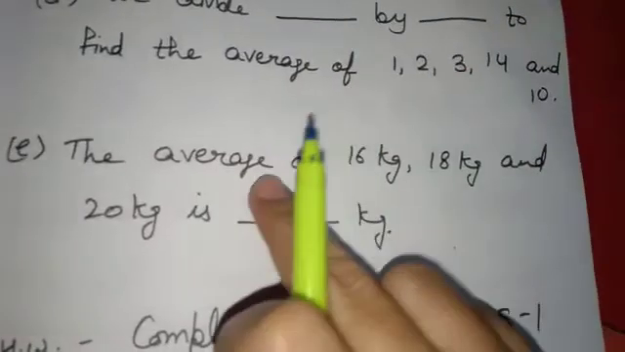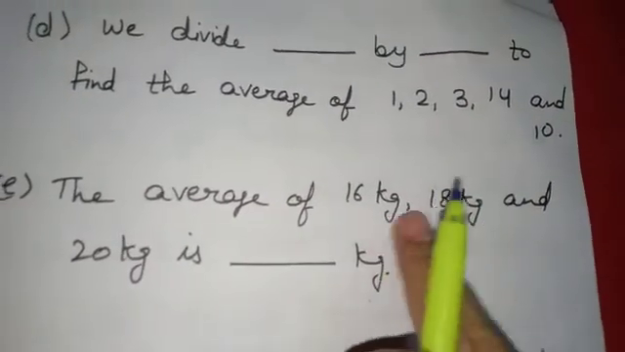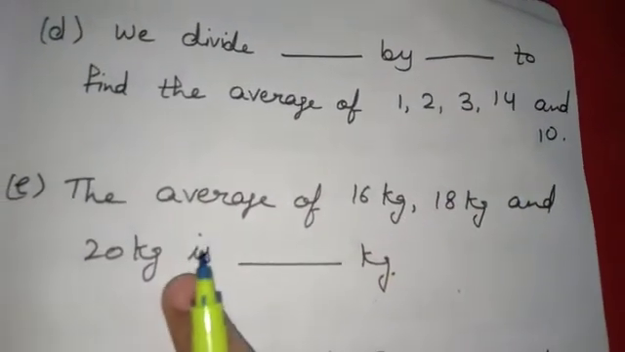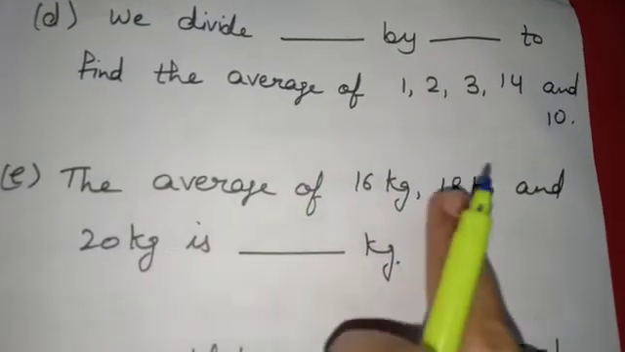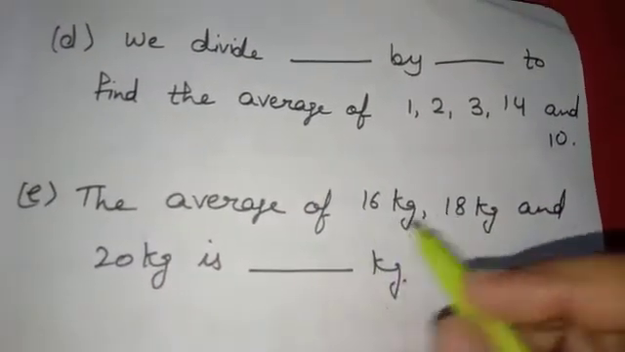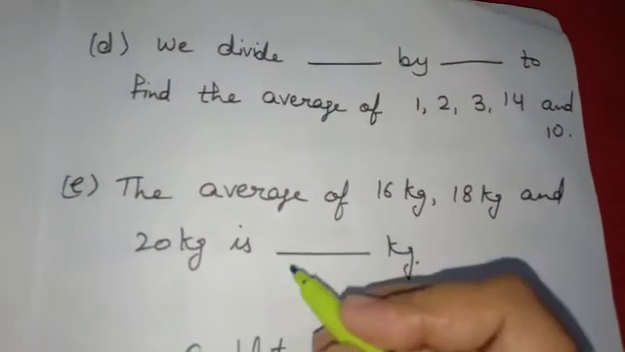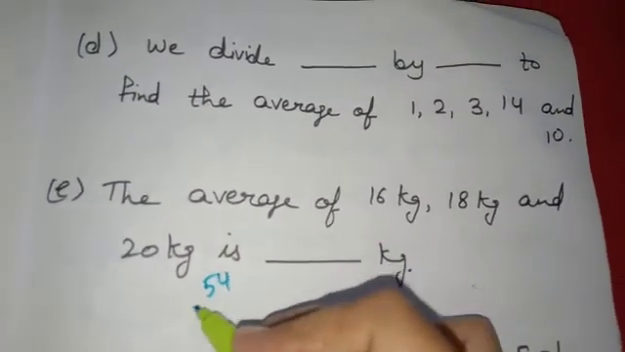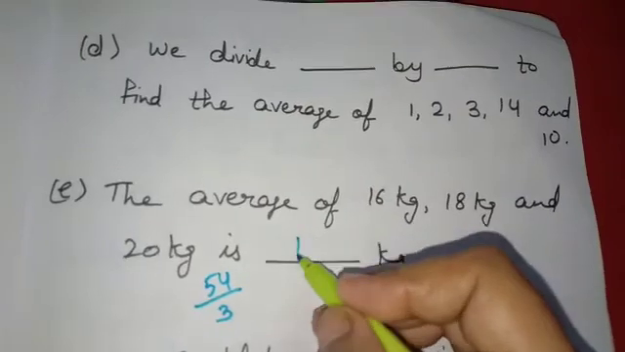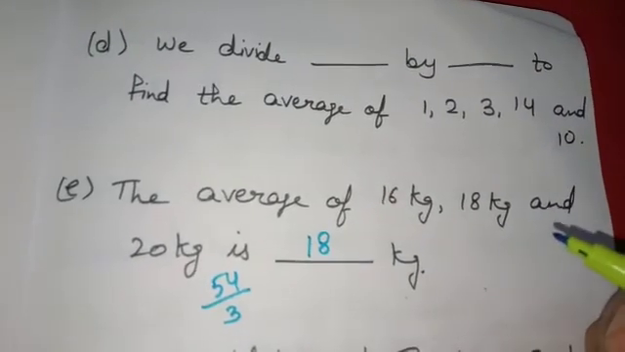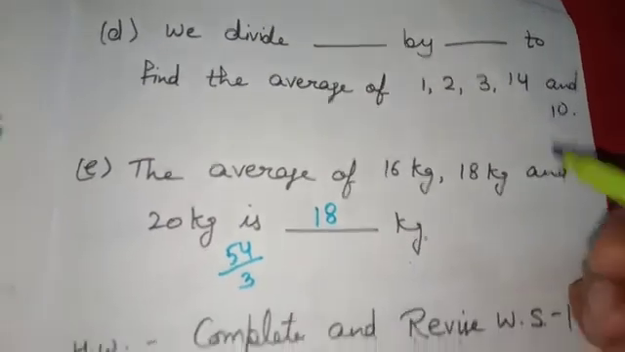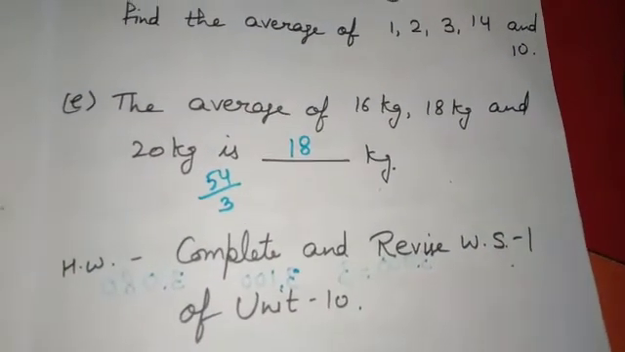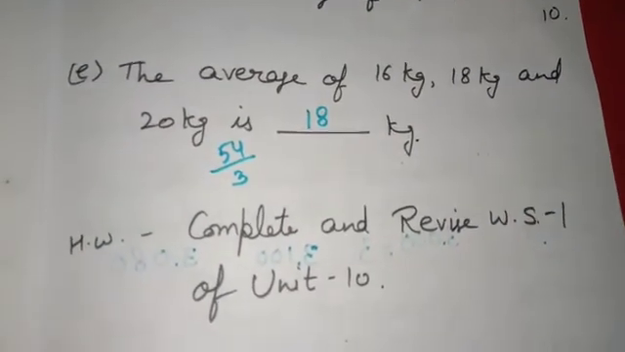In the same way, the average of 16 kilogram, 18 kilogram and 20 kilogram. What will it be? Tell me. 54 kilogram is the sum of addends, and if we find their average, the total number of addends is 3, so 18 kilogram is the answer. Okay. It completes our worksheet 1. Your homework is to complete and revise worksheet 1 of unit 10.